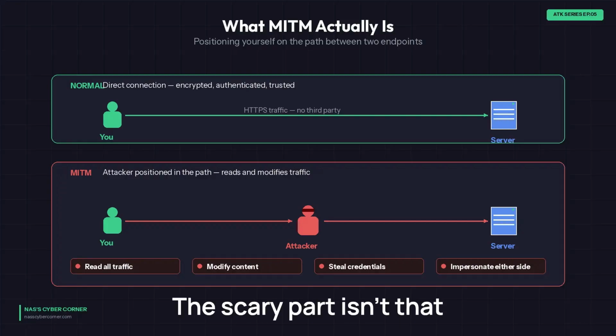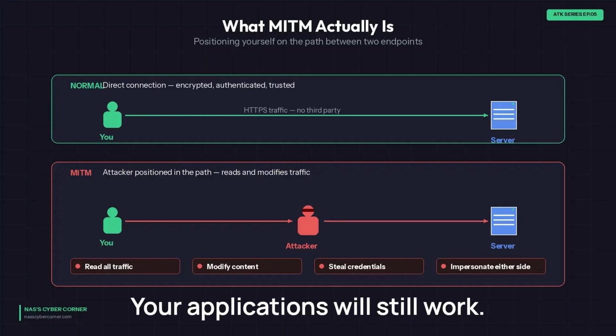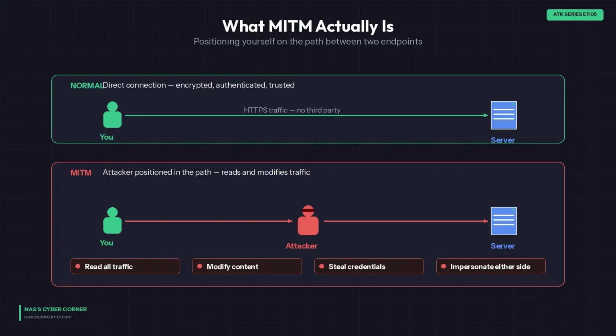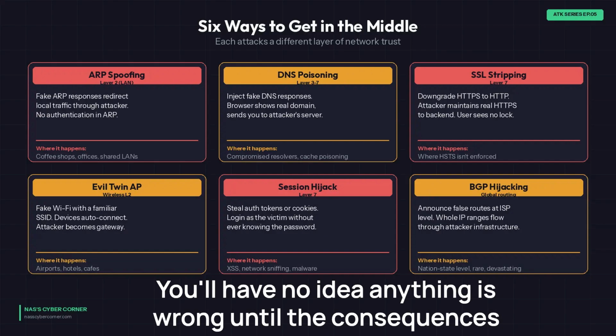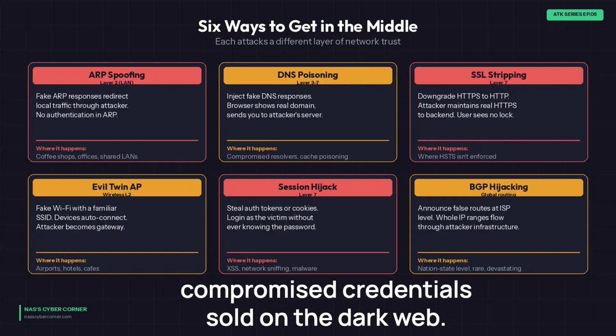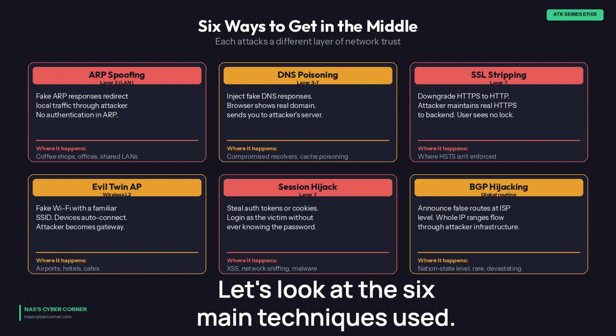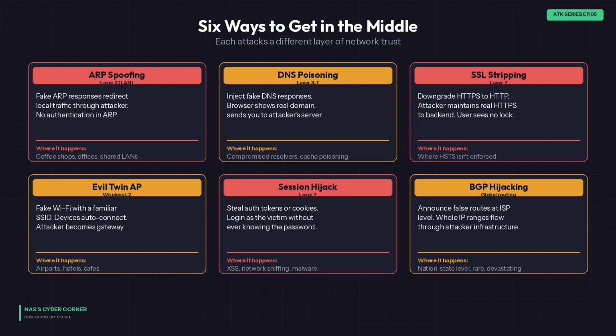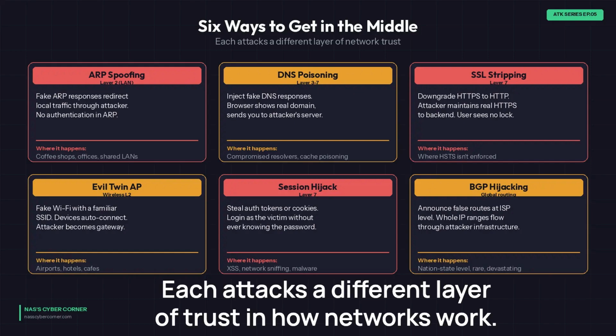The scary part isn't that man in the middle exists. It's that a well-executed attack is nearly invisible. Your applications will still work. Certificates might not even warn you. You'll have no idea anything is wrong until the consequences show up weeks later. Drained accounts, breached data, compromised credentials sold on the dark web. Let's look at the 6 main techniques used. Each attacks a different layer of trust in how networks work.